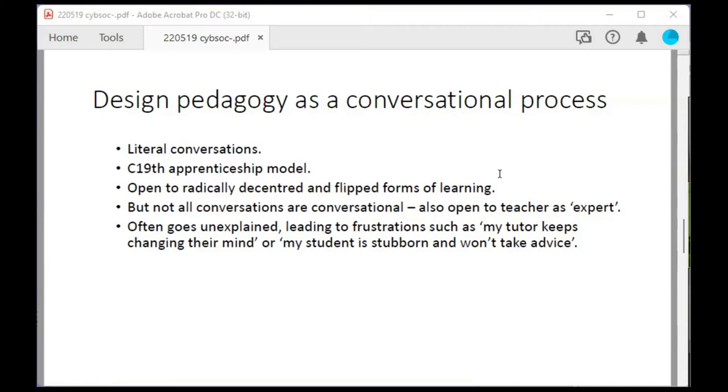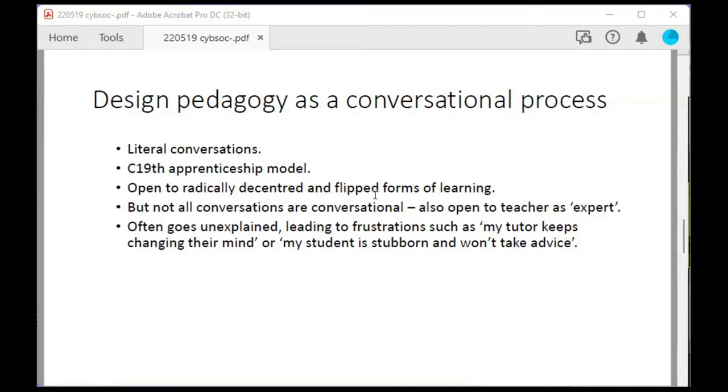But not all conversations are conversational. One of the difficult things in design education is that you can think you're being conversational because you're literally having a conversation, but it's very easy to slip into a communication mode, even in a conversational setting. You can easily become the expert as the teacher. And students will often want you to be that because they're used to it and they want to be told what to do. A colleague of mine, when asked by students, can you just tell me what you want me to do, would say, well, what I'd really like you to do is mow my lawn, but it's not really going to help your project. And that stopped that.